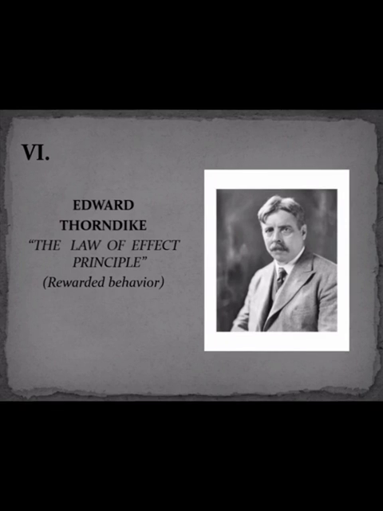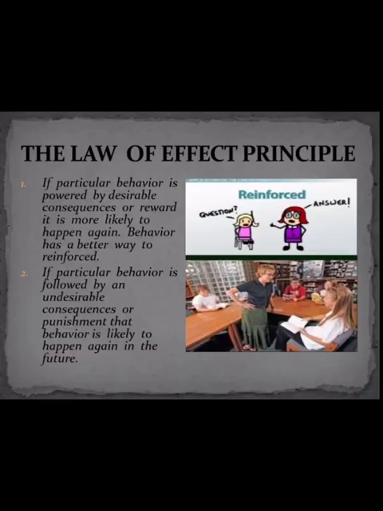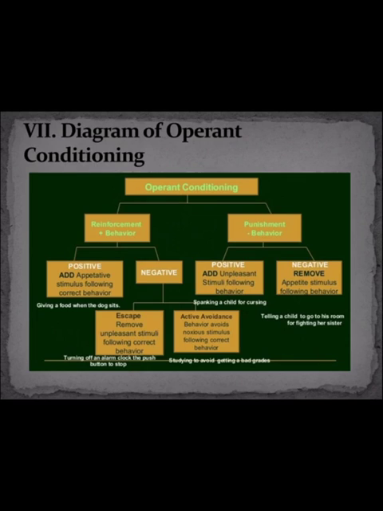This is Edward Thorndike. He proposed the law of effect principles. Number 1, if a particular behavior is followed by desirable consequences or reward, it is more likely to happen again. Behavior has a better way to reinforce. Number 2, if a particular behavior is followed by undesirable consequences or punishment, that behavior is less likely to happen again in the future. In this chapter, you can see the diagram of operant conditioning. There is positive reinforcement behavior and negative punishment behavior.